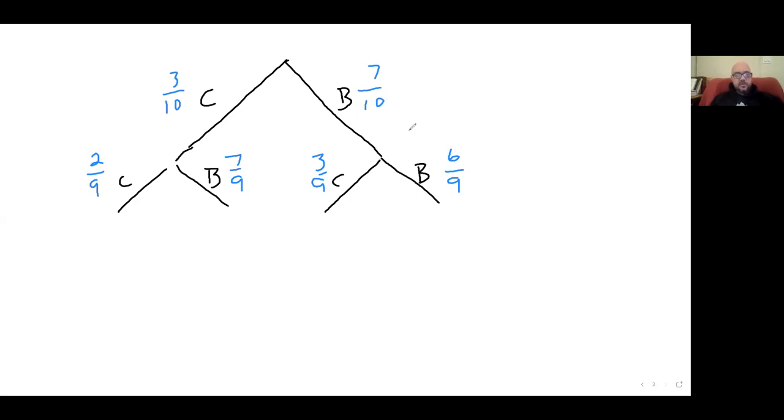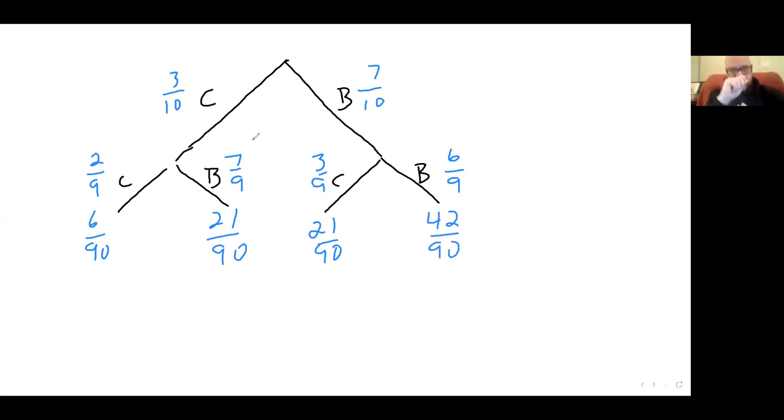Yeah, so let's multiply out all these probabilities. I don't know if they ask us to. I'm sure they ask us to at some point. But let's see. So we're going to have 6 out of 90 here. 6 out of 90 for that branch, and then for this one we're going to have 21 out of 90, and 21 out of 90, and then this one is 42 out of 90.